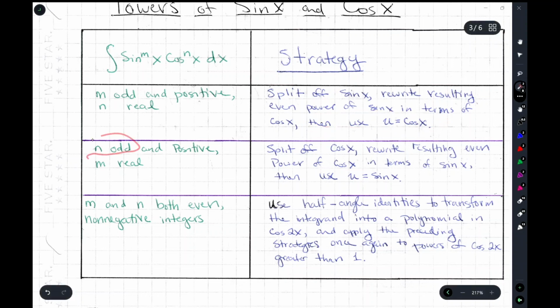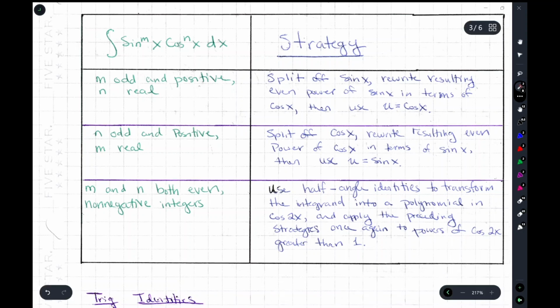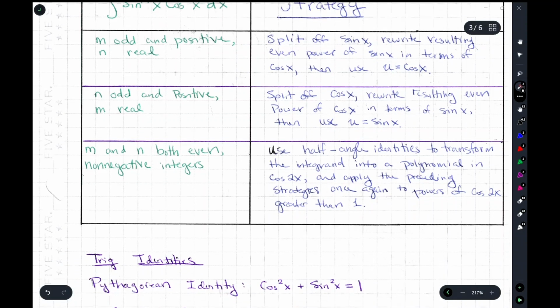On the other hand, if n is odd and positive, so the cosine term has a power that's odd, and m is any real number, then you split off a cosine and you do a similar thing with the resulting even power of cosine. And if both of these are even and non-negative integers, then you use half-angle identities to basically reduce the powers of sine and cosine.